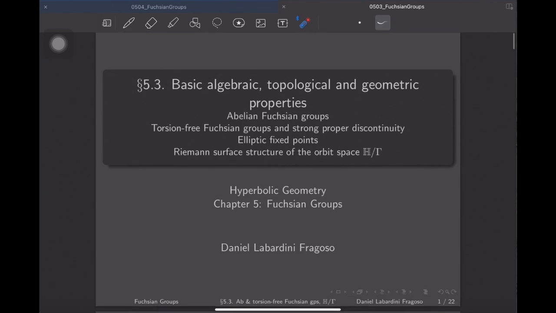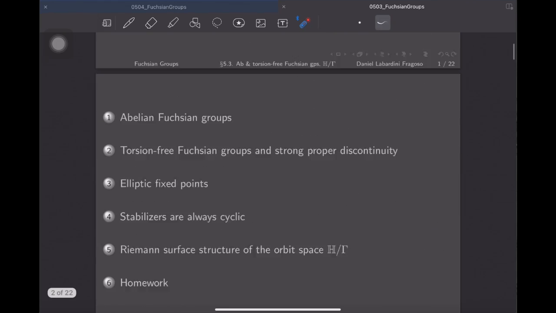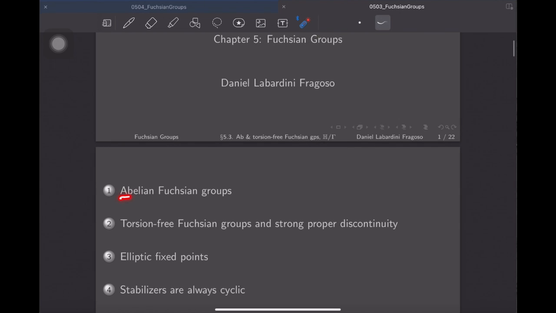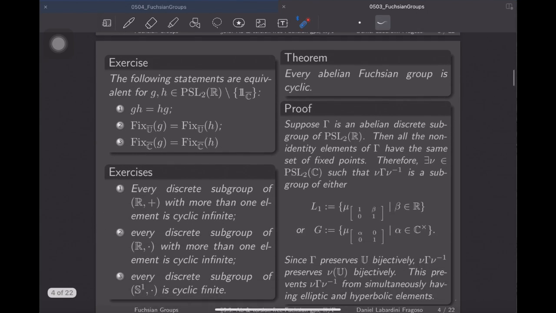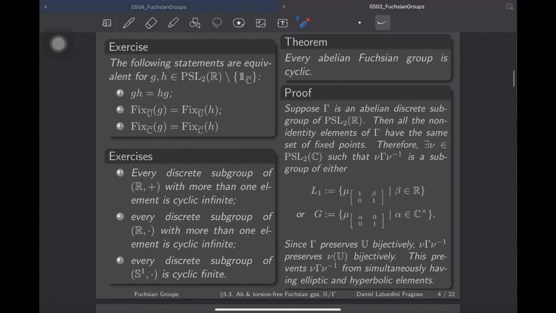Okay, so just a brief review from last lecture. So the first was that abelian Fuchsian groups. To give a completely full answer for abelian Fuchsian groups, every abelian Fuchsian group is cyclic. So abelian Fuchsian groups, structurally they are very simple somehow. They are all cyclic.